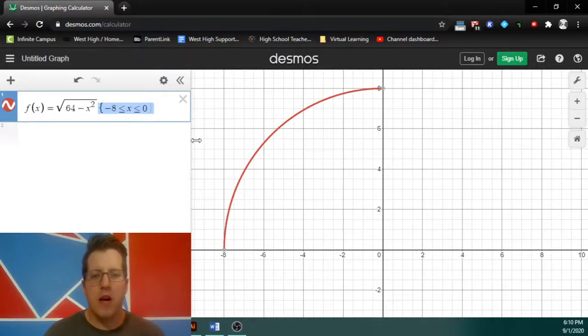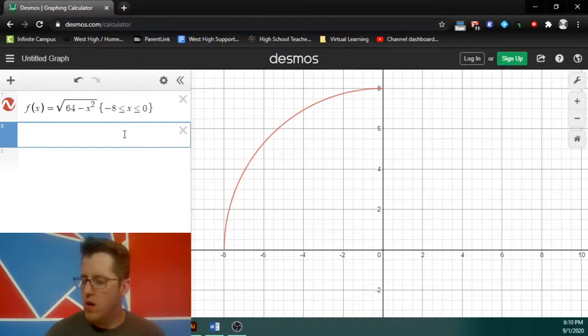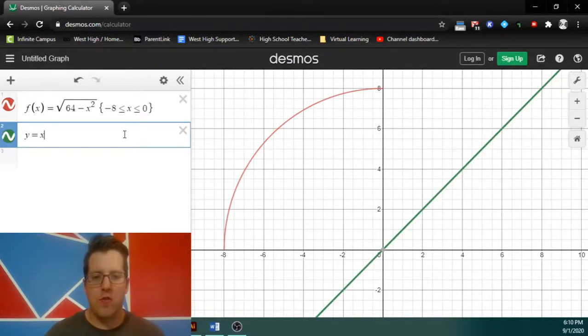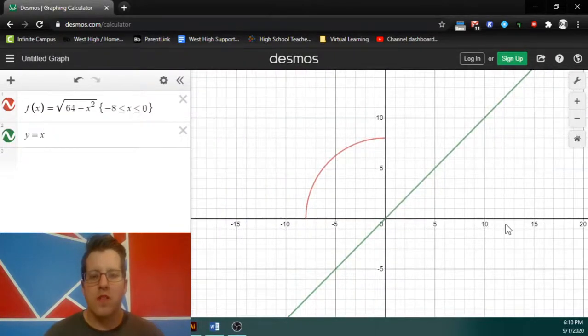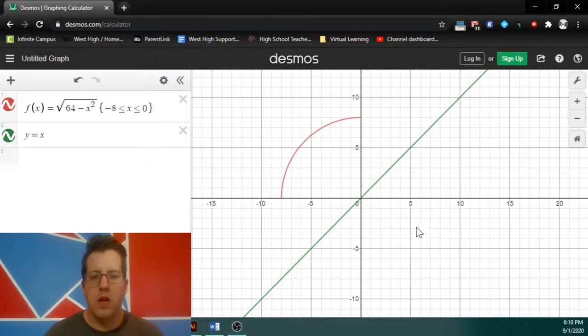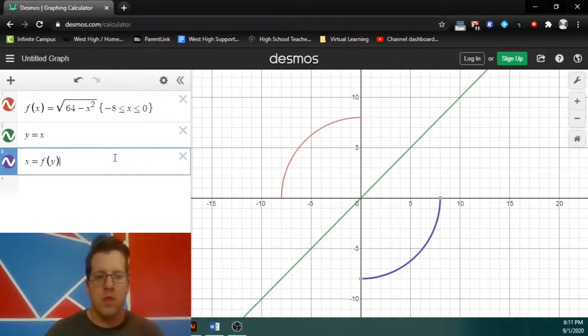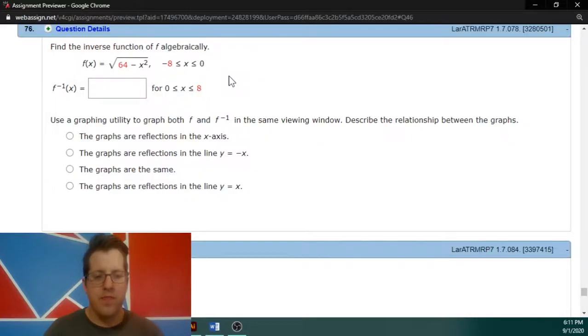Now, if we think back to the most basic fundamentals, what we know is that the inverse has to reflect about the line y equals x, which means the inverse itself should show up here. As I mentioned in class, you can use this notation to actually display the inverse, but you're going to need to find it algebraically in order to type it in.